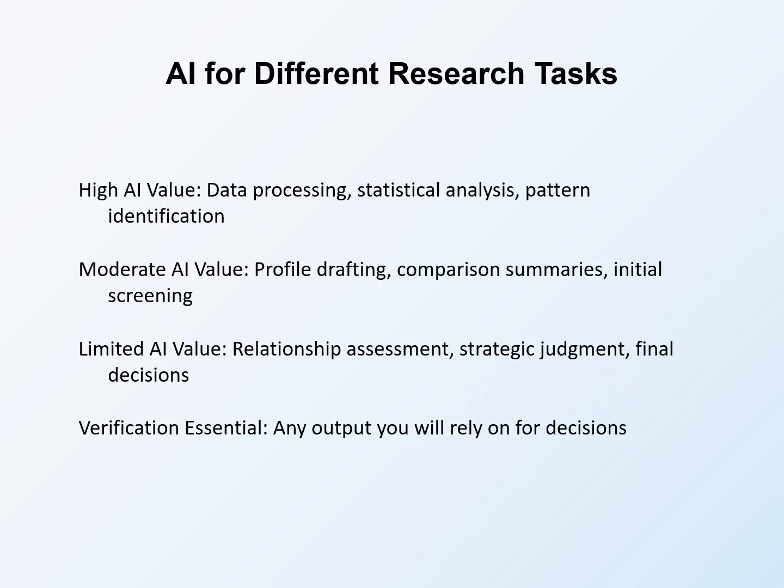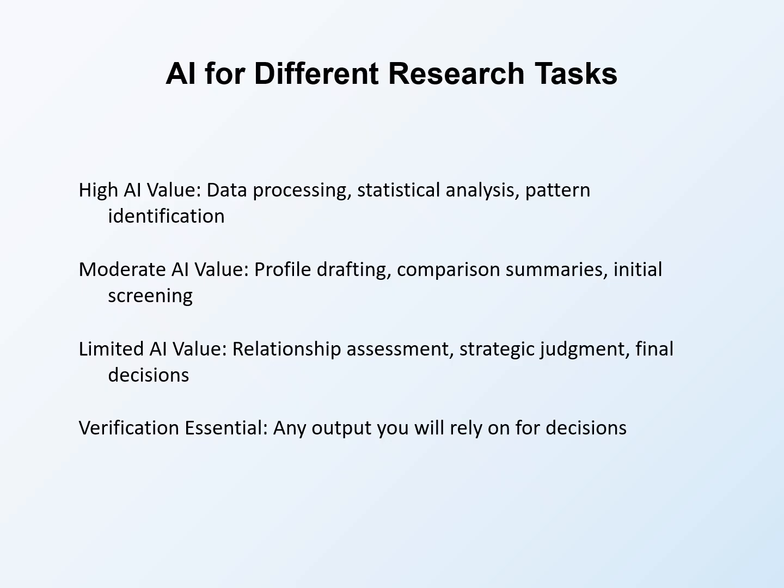AI provides different value for different research tasks. High AI value applies to data processing, statistical analysis, and pattern identification. These tasks are well suited to AI capabilities. Processing large grant lists, calculating statistics, and identifying patterns in data are tasks where AI can save significant time while producing reliable results. Moderate AI value applies to profile drafting, comparison summaries, and initial screening.